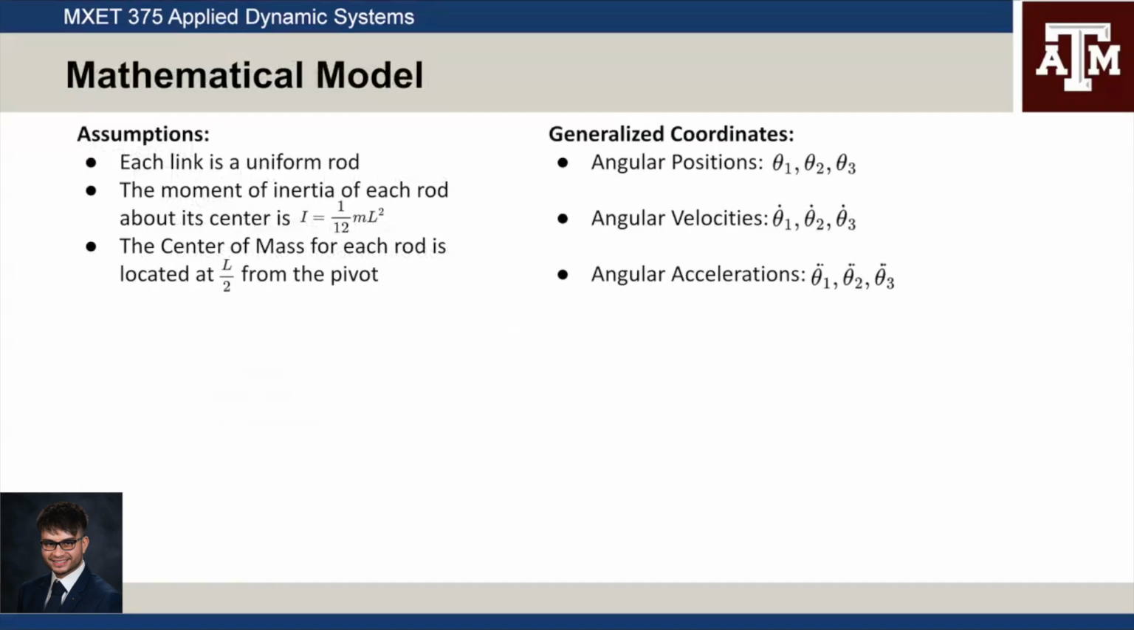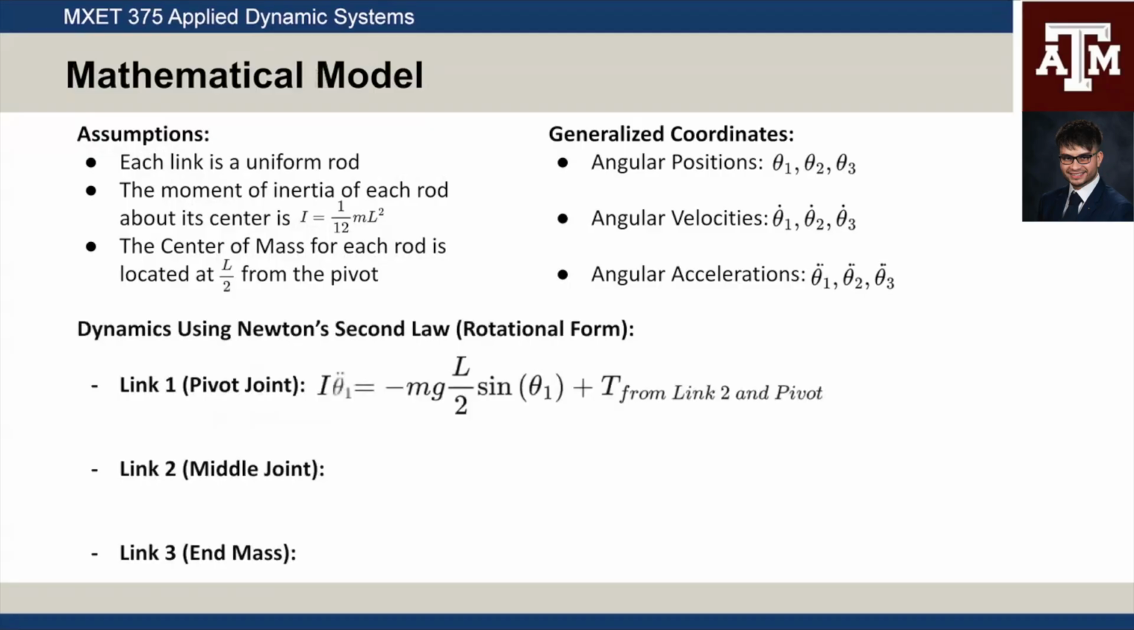So here's our mathematical model. Starting off with the assumptions, we assumed that each link is a uniform rod. The moment of inertia for each of the rods is 1/12 ml squared. It's located at its center, which is L divided by 2. And then I define the angular positions, velocities, and accelerations, as you can see here.